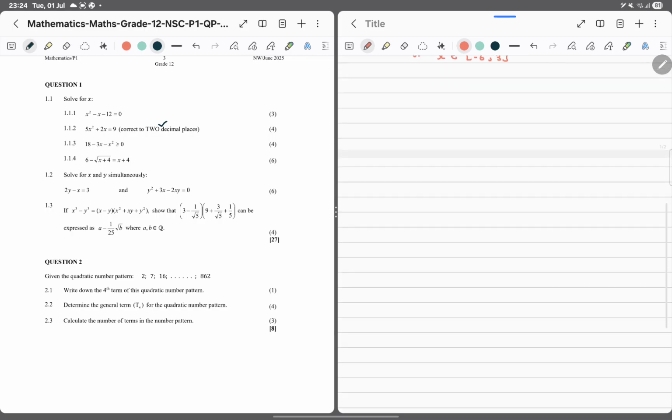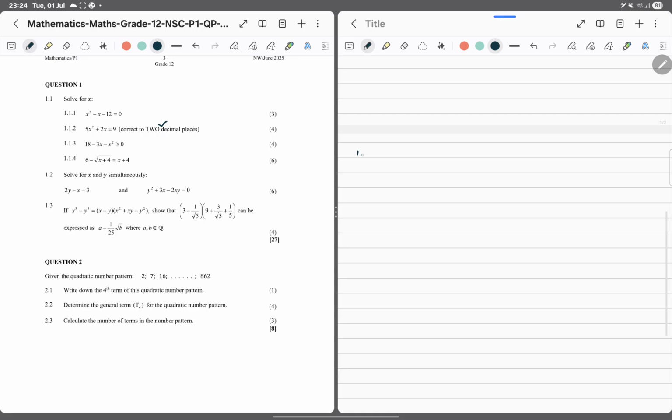All right, so 1.1.4. We have 6 minus the root of x plus 4 equals x plus 4. And we isolate our radical, so this is minus the root of x plus 4 equal to x. When we transpose 6, it becomes minus 6, so we end up with minus 2. Now we perform the gymnastics in the next step.